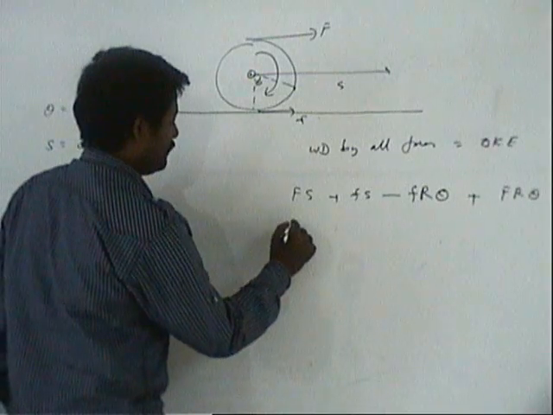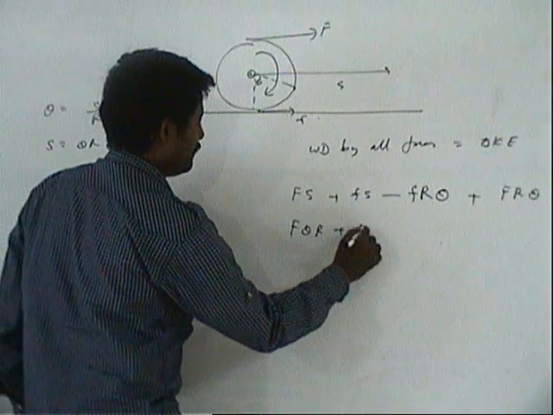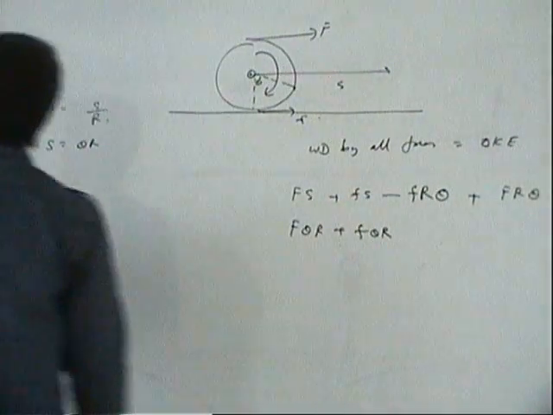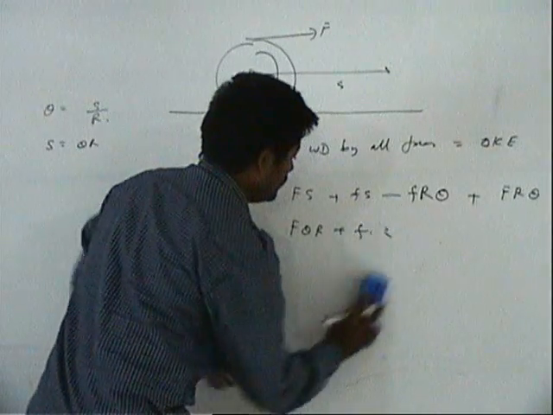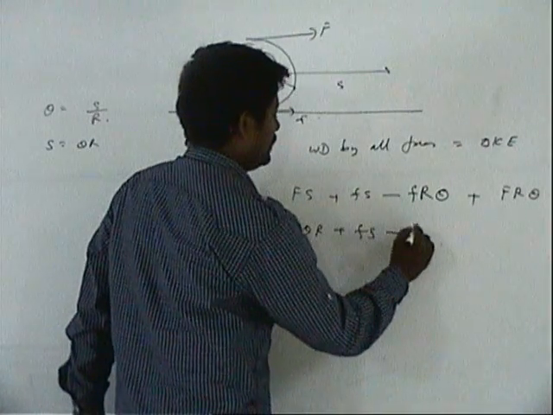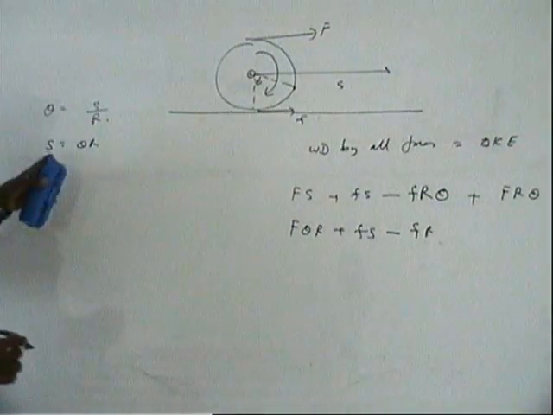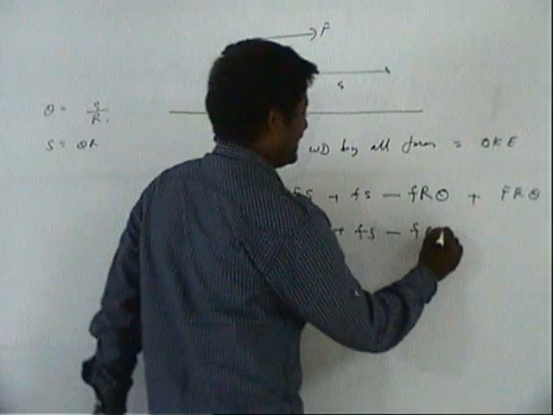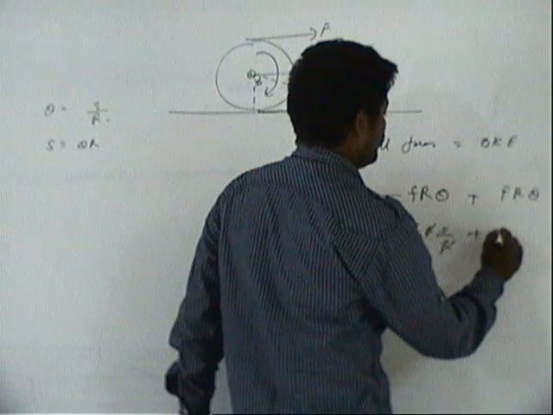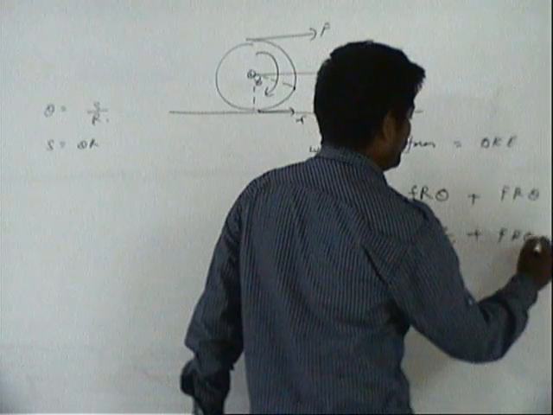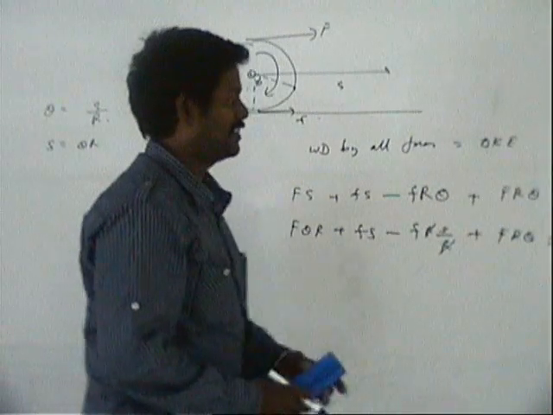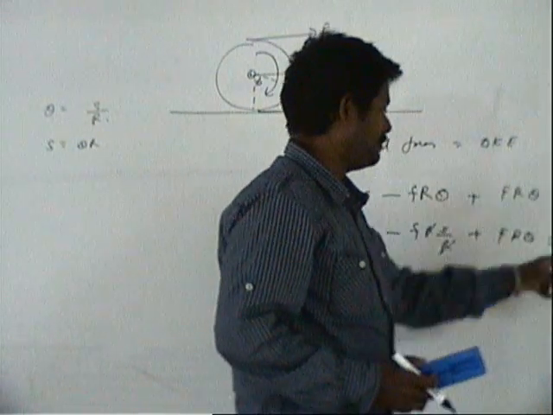Therefore, F S is theta R, plus f S is again theta R, or simply I can leave this as F S. To simplify it in an easier way, minus f R theta, where theta is S by R, so that I can cancel R, that is equal to plus F R theta, equal to 3 by 4 mv square, because half mv square plus quarter mv square is 3 by 4 mv square.